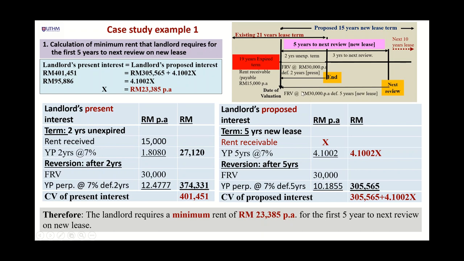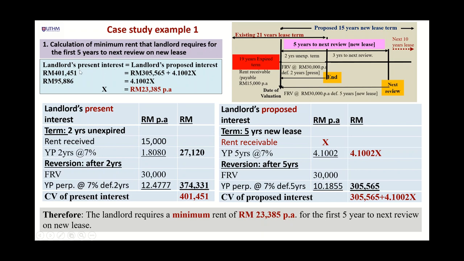So when we go to the calculation of the new rent for the new proposed 15-year lease, specifically the first 5 years to the next review, we look at the equation of the landlord's present interest to the landlord's proposed interest. First, we have to work out the value of the landlord's present interest.